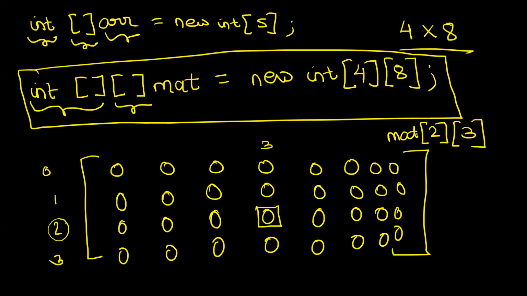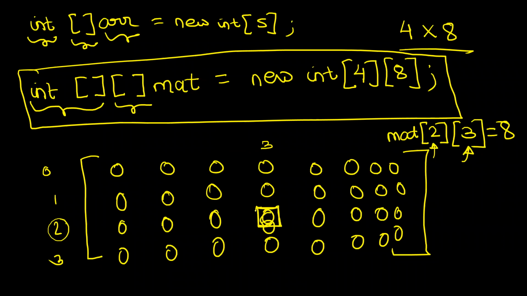So if I am printing mat of 2, 3, I am telling you, go to the row with index number 2, go to the column with index number 3, and print the contents of row with index 2 and column with index 3. So this 0 will be printed. What if I want to change this value to 8? I will say mat of 2, 3 is equal to 8. So here 8 will be written.